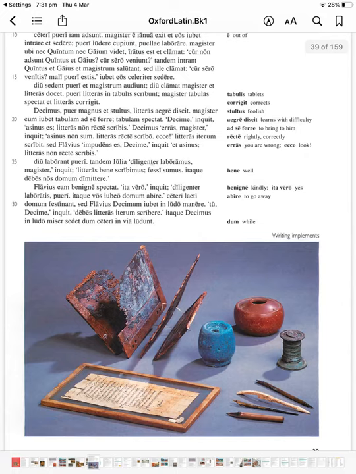The other boys iam adsunt. The other boys are now present. The teacher, e ianua exit, goes out from the door, e ianua. E ianua actually is going to be an ablative because it follows the preposition out of, and he orders them. As soon as you see orders, look for these words with an re, they are infinitives. To enter, first conjugation infinitive, and sedere, that line above it tells us it's a second conjugation infinitive.